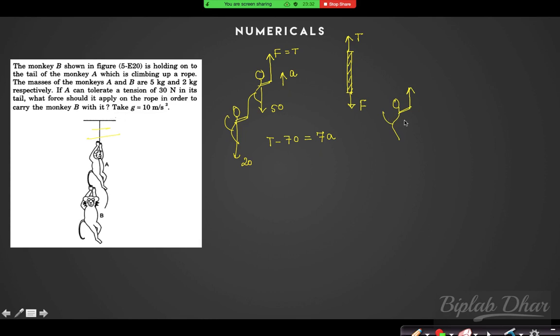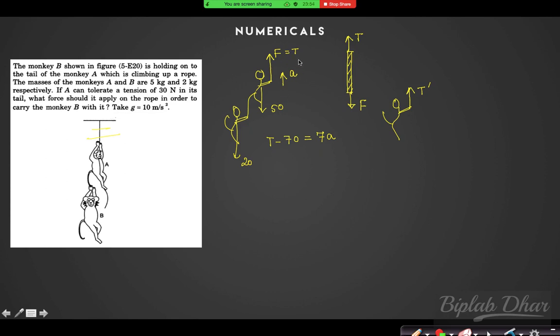Now look at the free body diagram of the second monkey. For the second monkey, there is a tension force offered by the tail of the first monkey. Yes or no? Yes, sir. So what did you say in the last 2 minutes? I couldn't hear you. I have only written the free body diagram here. We have not done anything else.